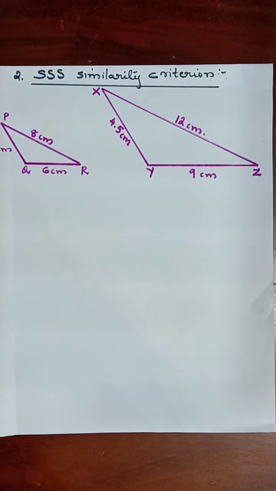Next similarity, let us see the SSS similarity criterion. From the very word you will understand what is meant by SSS. In the case of sides, always we have to think of proportionality. But in the case of angles, you have to think of equality of two angles. Here we are going to check the proportionality of the sides.